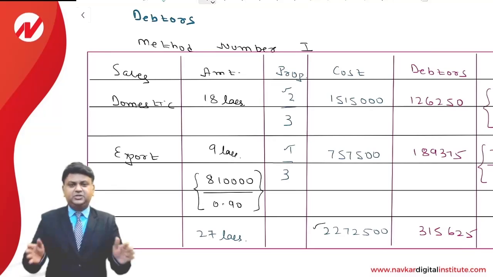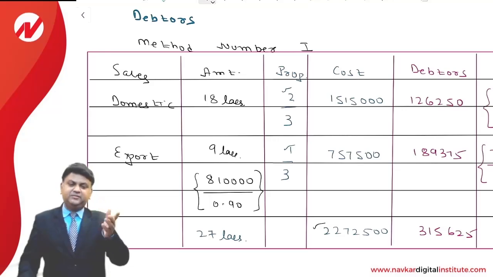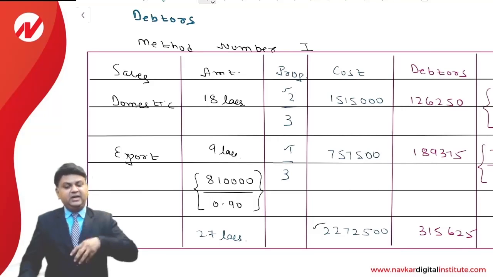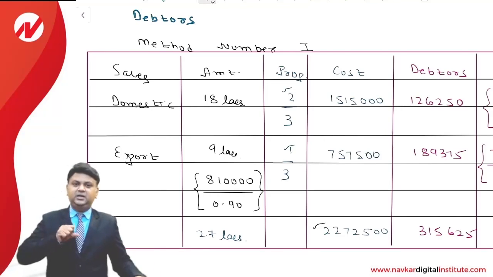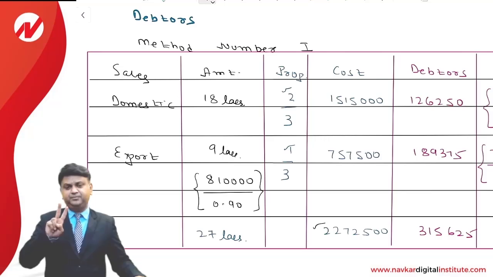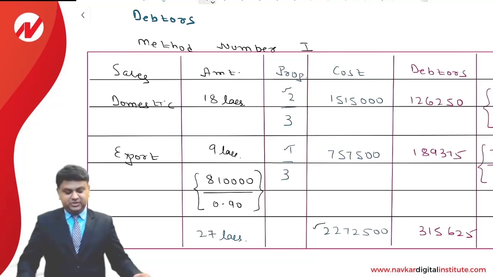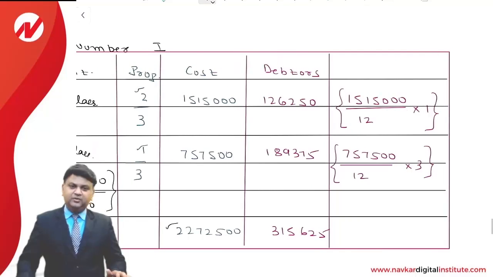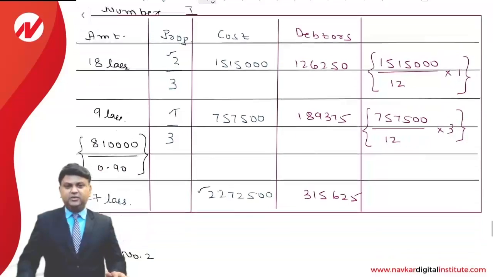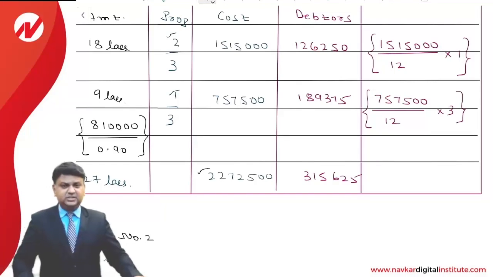That is the way we do bifurcation, because whatever product we sell will have the same cost of manufacturing whether it is exported or sold in the domestic market. So this bifurcation is necessary. And further, both of them have separate credit periods, so we do such bifurcation. So the total cost of 22,72,500, out of that a certain portion of the cost is incurred for domestic and a certain portion for export. And then we make the computation of the debtors based on that working.